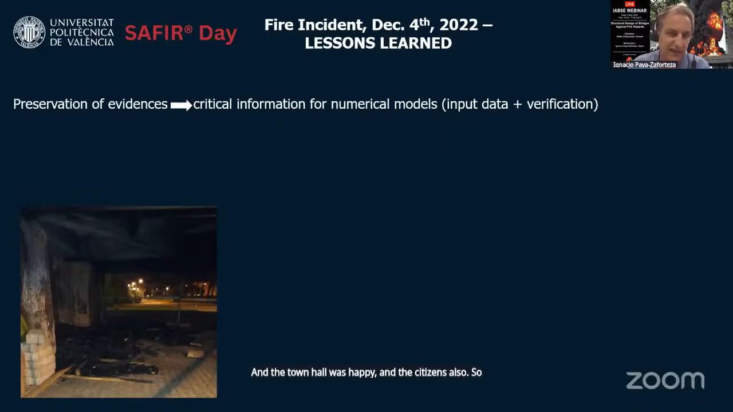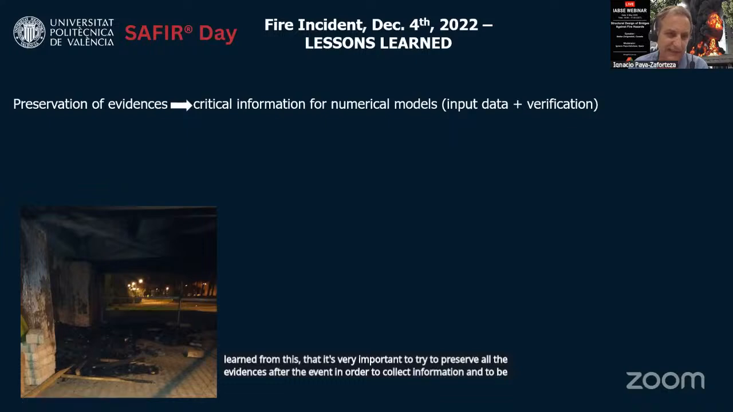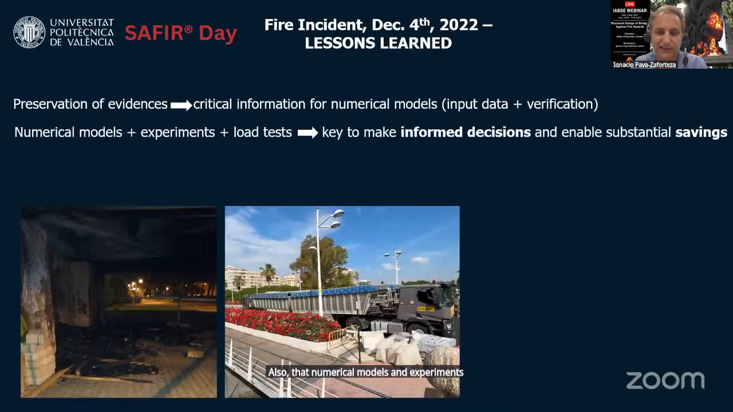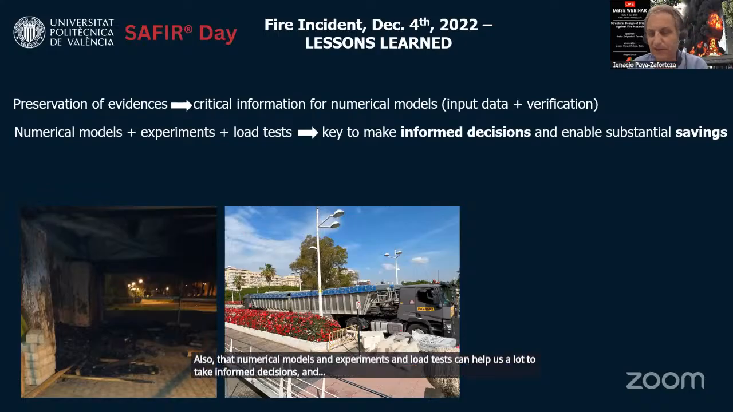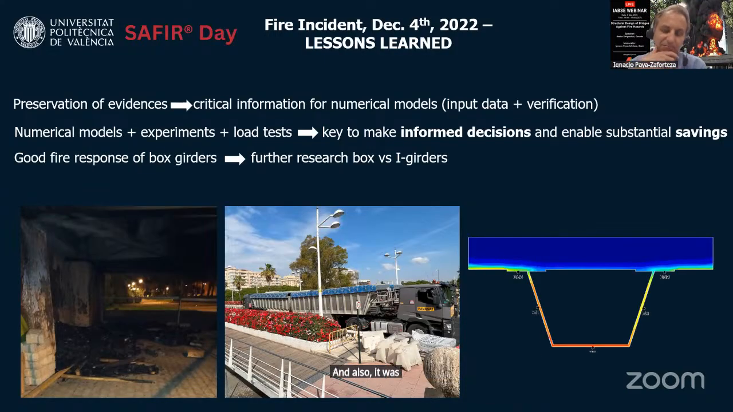So things that we have learned from this: it's very important to try to preserve all the evidences after the event in order to collect information and to be able to perform the analysis. Also, that numerical models and experiments and load tests can help us a lot to take informed decisions and get substantial savings. And also, it was very nice that we had a redundant structure, so we didn't have just a single load path, but we had these diagonals that were able to transfer the load from one element to other.